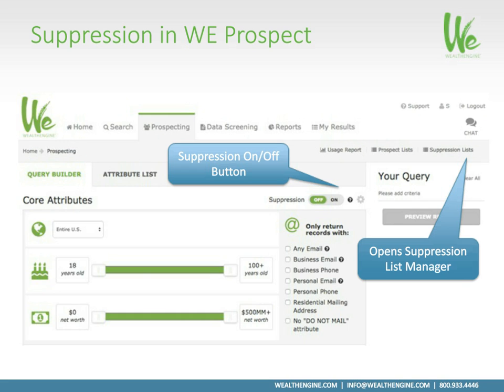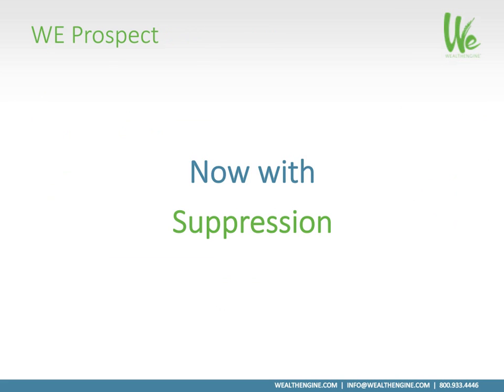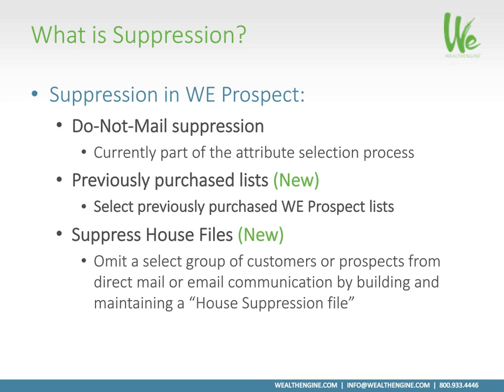Now, what suppression means in adding that, as you can see, we have a simple on-off button for turning suppression on and off when you'd like to use it and when you care not to use it when you're pulling your list. And we also have a great suppression list manager, which enables you to really look at all the lists you have, upload new lists, and manage all of that criteria in one simple area. So really, now with WeProspect, we have suppression. And in adding suppression, there's a few different things that we've added in particular.